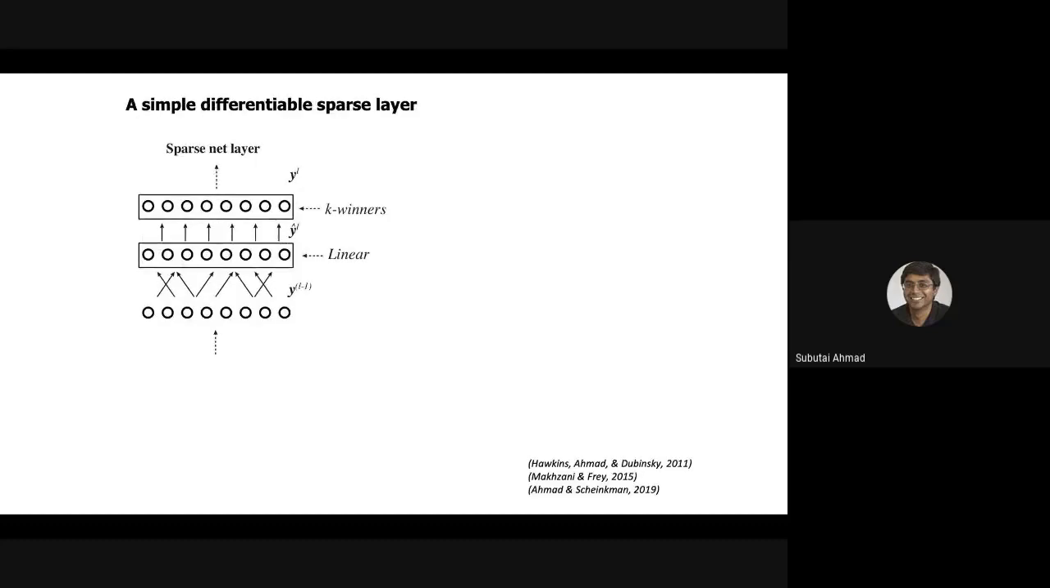The second thing we looked at, and this is just very early at this point, is can we apply sparsity to deep learning systems? If you think about a deep learning system, you have a linear weighted sum of inputs followed by some sort of activation function like ReLU. We converted this into a differentiable sparse layer. Instead of a ReLU, we do a k-winner-take-all operation where the outputs of the top k units are maintained and the rest are set to 0.